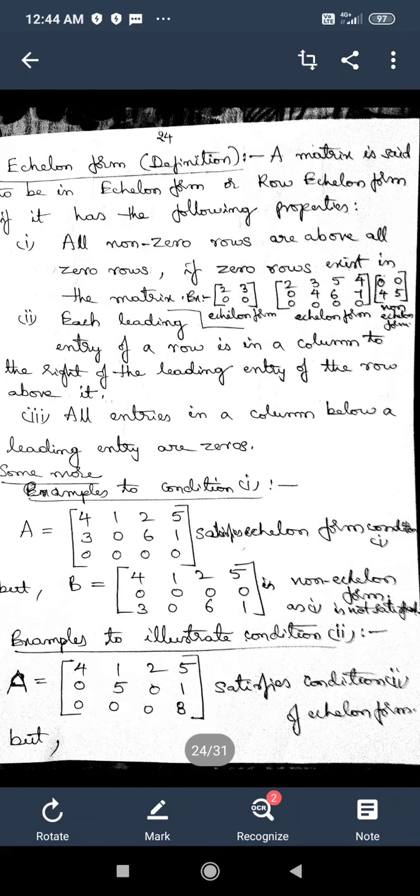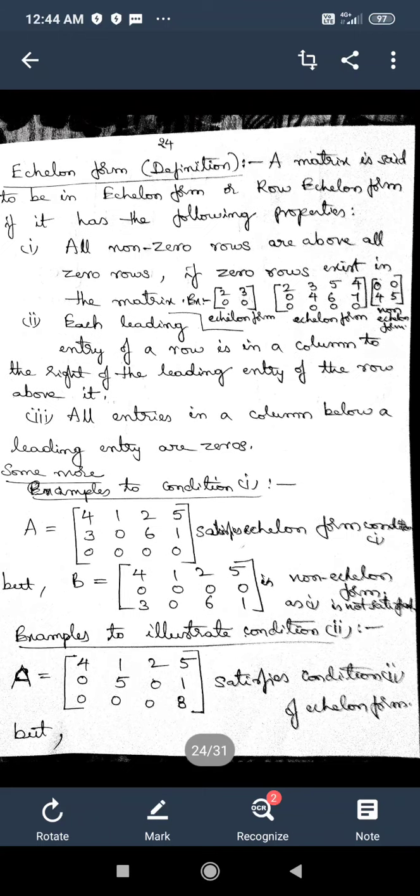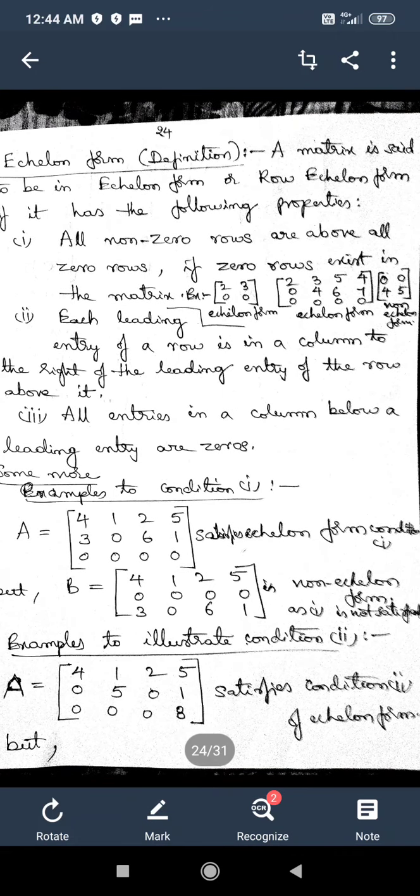And in the last class we completed learning what is echelon form, and I said a matrix which satisfies the 3 conditions is said to be in echelon form. And the first condition we have seen is that all non-zero rows are above all zero rows. A row which consists of all zero elements is called a zero row, and a row which consists of at least one non-zero element is called a non-zero row.